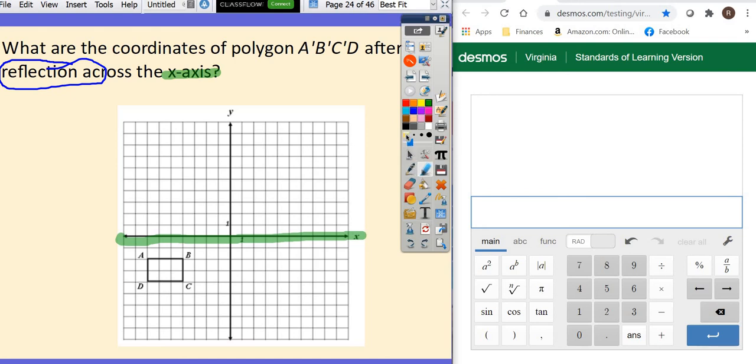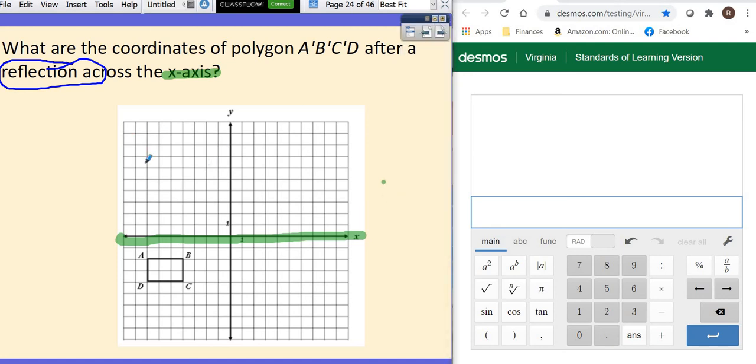All right, so let's figure this out and see how it's going to work. We are reflecting, so we're flipping. Let's start with A. I'm going to count 1, 2, and then 1, 2. So that point right there is my A prime. Okay, I'm going to go ahead and do D. 1, 2, 3, 4. 1, 2, 3, 4. So there is my D prime.